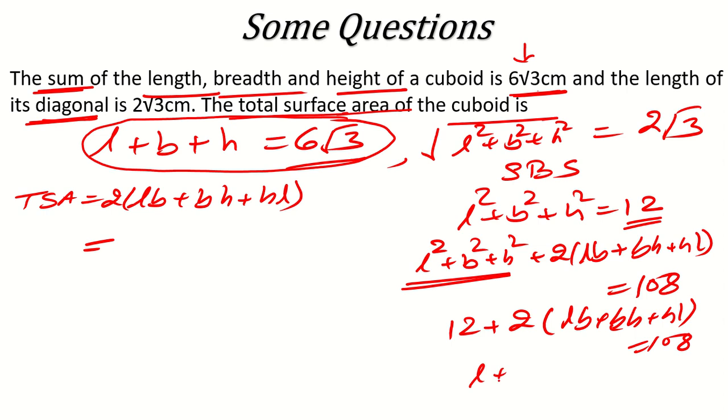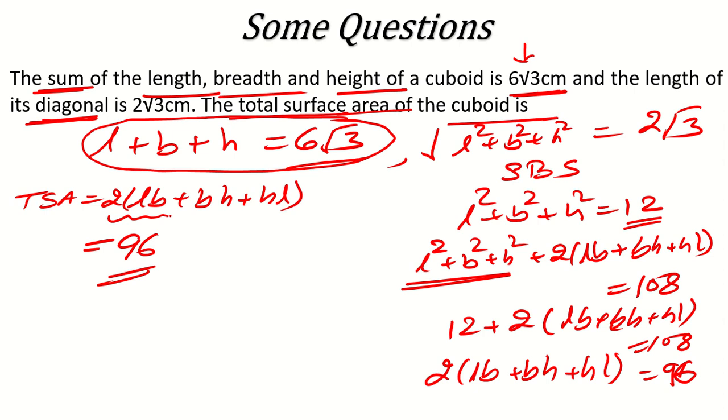I need to find this value only. So 2 times LB plus BH plus HL is equal to 108 minus 12, which is 96. Okay, just check the calculation. So it will be 96. Why? Because we needed this thing and we got this same value here. No need to find the values of L, B and H separately. So this is the answer.